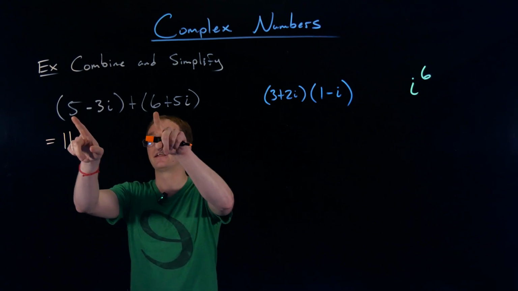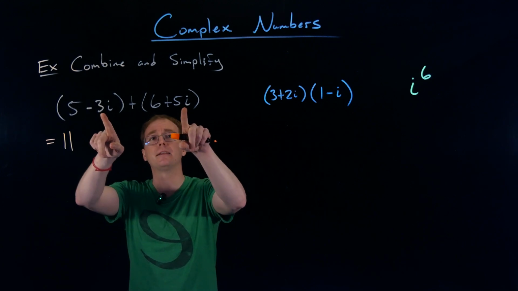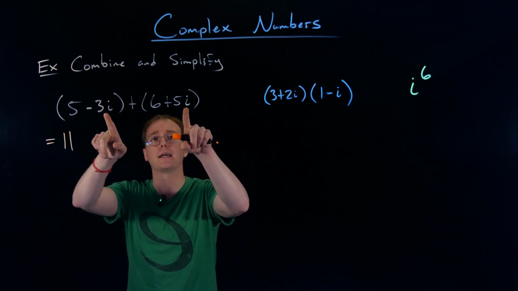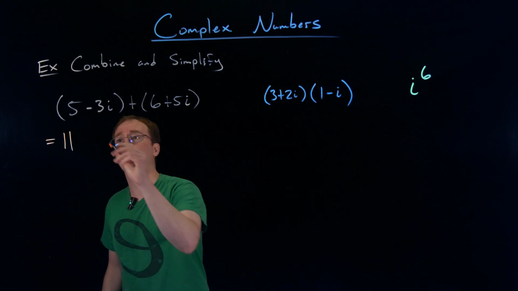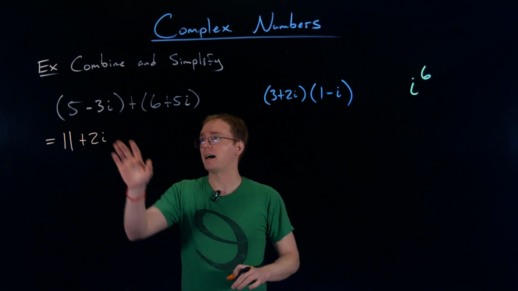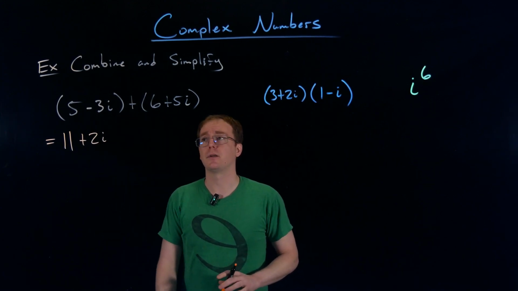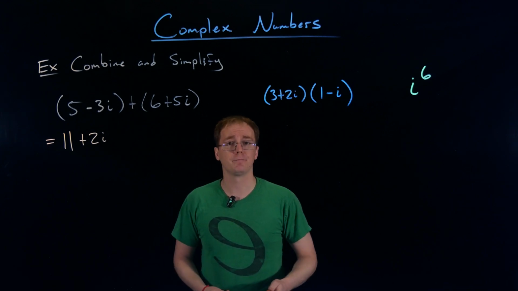So again, the like terms here are 5 and 6. The real parts add together. We also combine the imaginary parts. They are also like terms. And -3 plus 5 gives us +2. And so that's our answer. 5 minus 3i plus 6 plus 5i is just 11 plus 2i when simplified.